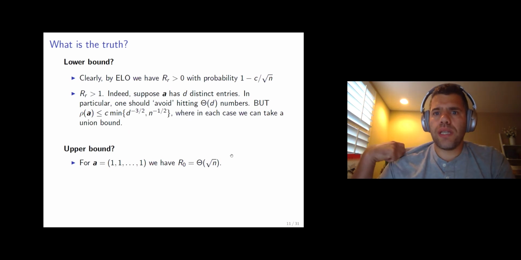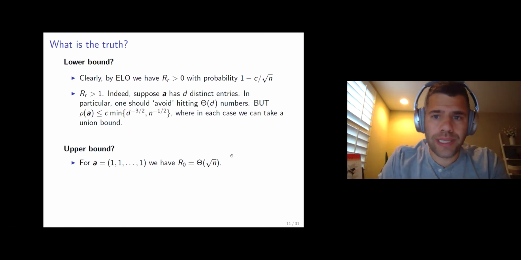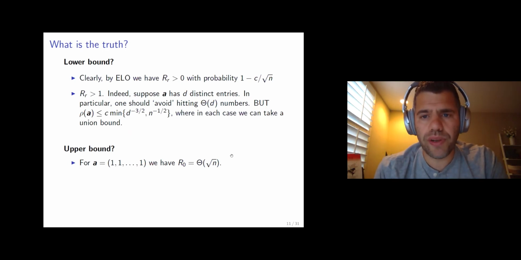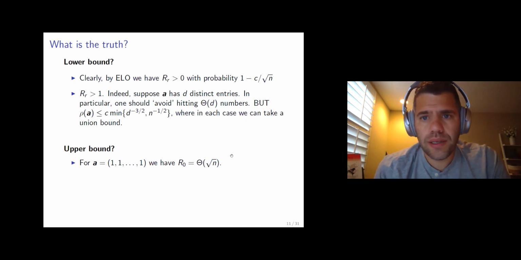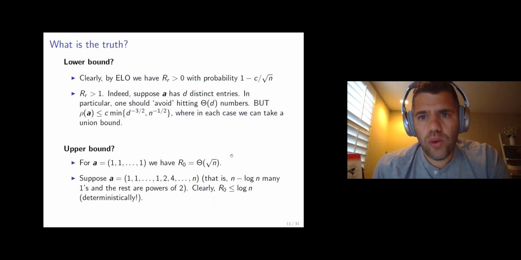And let's try to understand what's going on with an upper bound. For example, if we take the vector which is all ones, right? And I ask you, for example, to hit 0. So clearly you need to change roughly square root of n many entries, right? Because we know that a typical signed sum will be around theta of square root of n. But we can do much, much better.